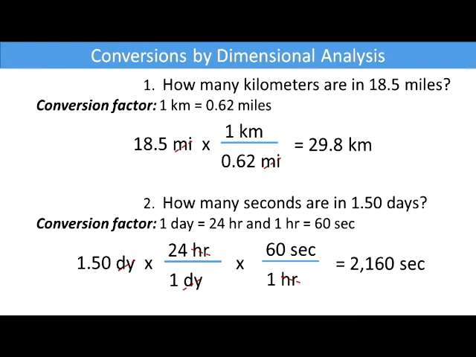Likewise, how many seconds are in 1.50 days? 1 day equals 24 hours, and 1 hour equals 60 seconds. So we have 1.5 days. We crossbar days on the bottom in the denominator to hours in the top. Then we crossbar hours on the bottom to seconds in the top. Note that the units in the bottom will cancel out with the units in the top of the expression. And we obtain our desired goal answer in seconds.